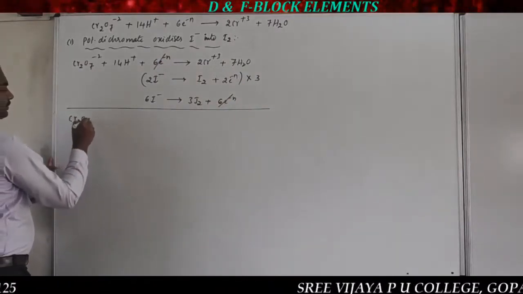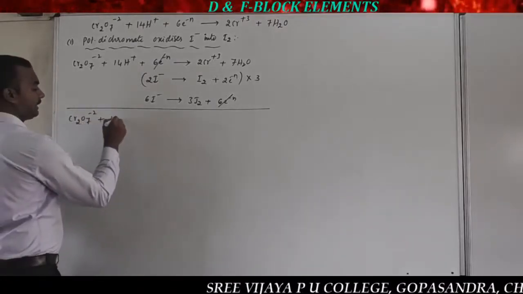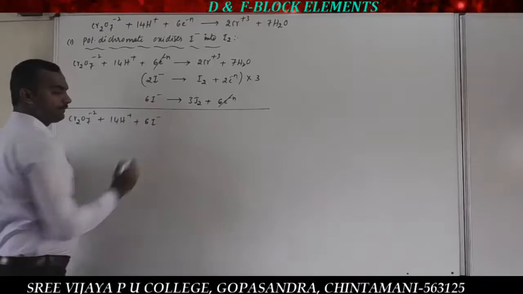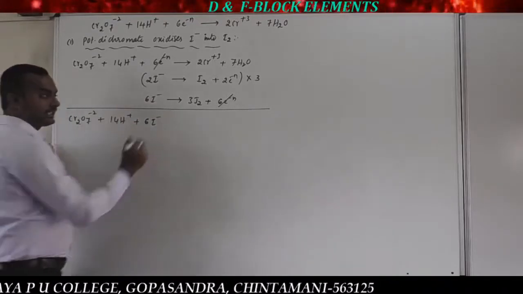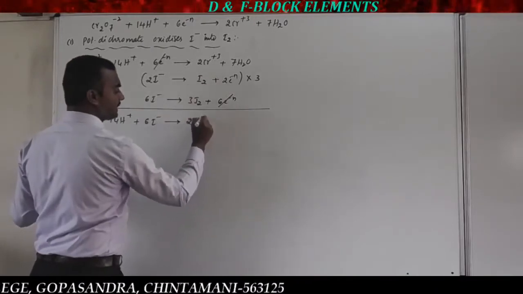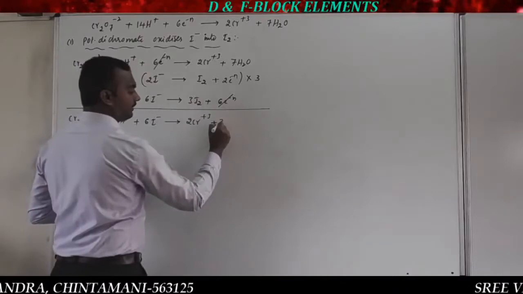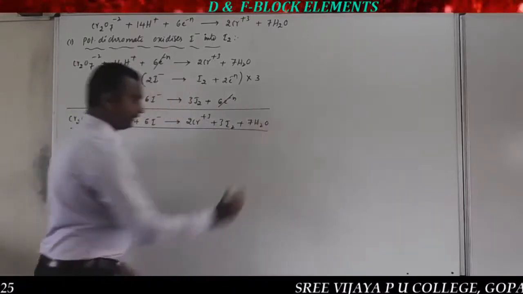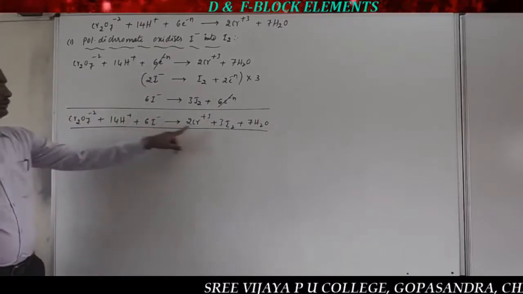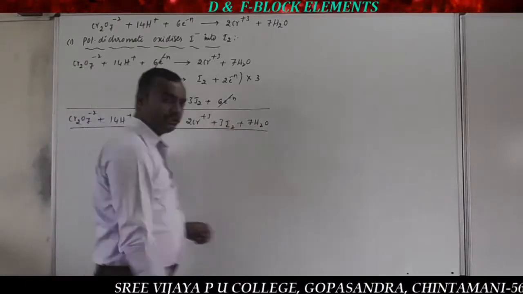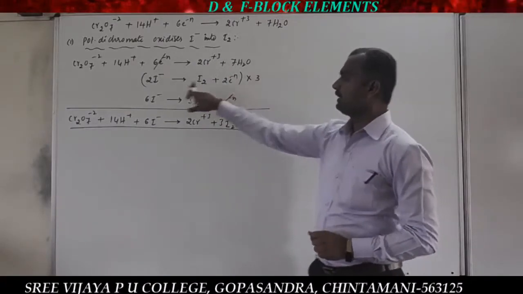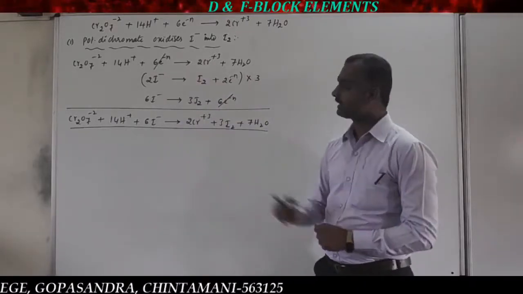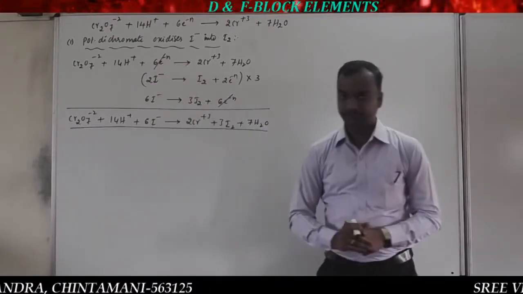So Cr2O7 2-, potassium dichromate in acidic medium, plus 14H+ plus 6 electrons, and 6I-, where 1 iodide gives 1 electron and 6 iodide give 6 electrons. The products are 2Cr3+ plus 3I2 plus 7H2O. That is the balanced equation that shows the oxidation of iodide into iodine using potassium dichromate. To balance the number of electrons, we multiply the iodide by 3. This is very important.